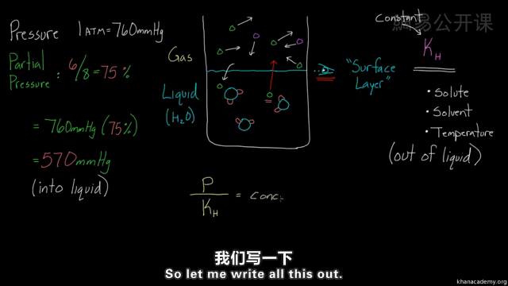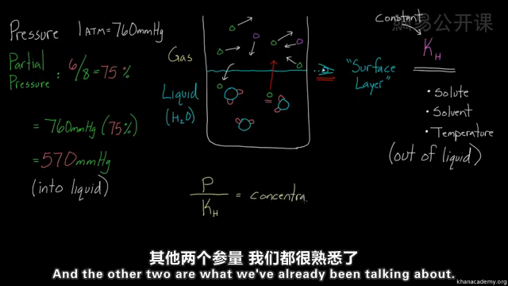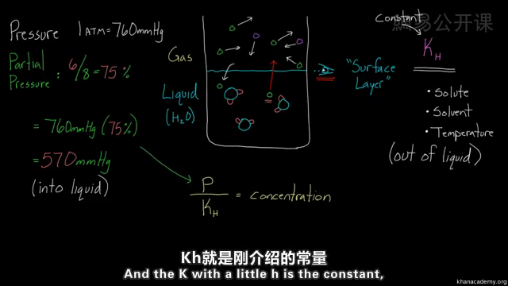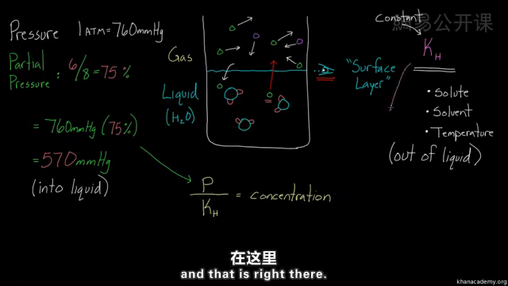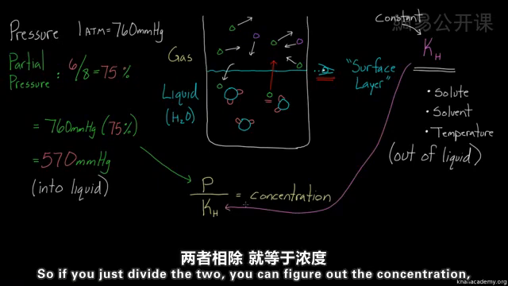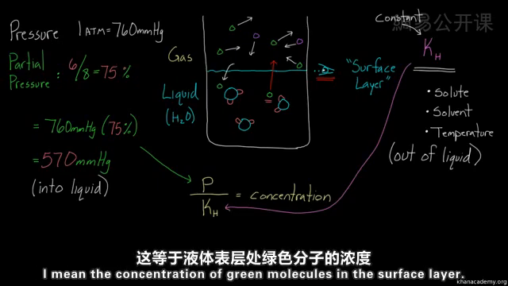So let me write all this out. Concentration is here, and the other two are what we've already been talking about. The P is just partial pressure, and that is right there. And the K with the little h is the constant, and that is right there. So that's this guy. So if you just divide the two, you can figure out the concentration, and specifically I mean the concentration of green molecules in the surface layer.